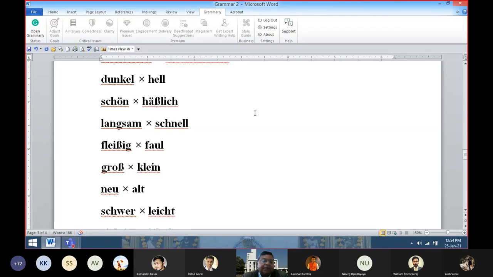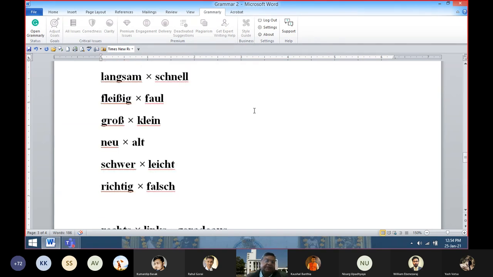Groß and klein. Mein Institut ist sehr groß, my institute is very big. Mein Zimmer ist groß, mein Zimmer ist klein, small. Mein Tisch ist groß, mein Tisch ist klein. You can make several such sentences. Neu and alt, something is new, something old. Mein Fahrrad, my bicycle is new. Mein Auto means car, my car is new. Mein Haus ist neu, mein Haus ist alt. Mein Institut ist neu, mein Institut ist alt, etc.